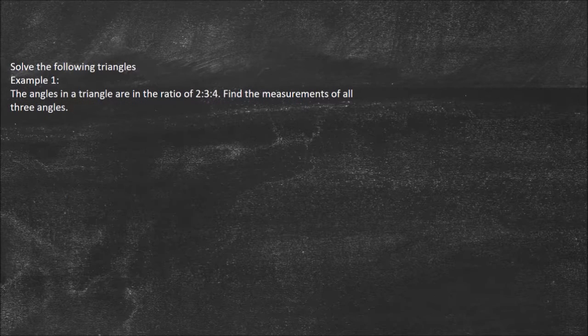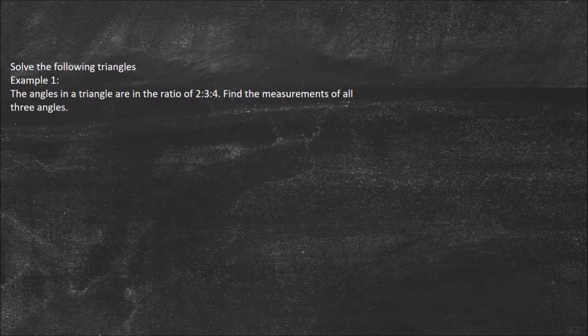So let's take a look at this one. The angles in a triangle are in the ratio of 2 to 3 to 4. This is not an easy one, especially as the first one that you're doing with this formula that says all the angle measurements in a triangle have to add up to 180. This is not an easy one at all. But, well, what can we figure out?